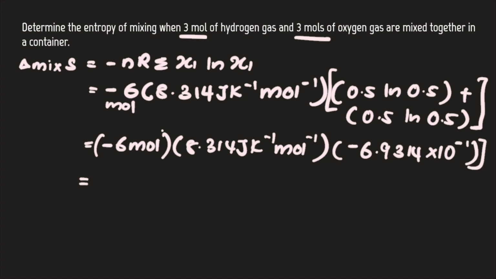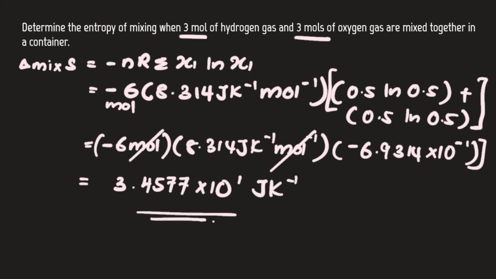So basically what you can do is slash out the mole, leaving you with joule per Kelvin, because your mole fraction has no unit. Therefore you just have to press your calculator and you should get the entropy of mixing equivalent to 3.4577 times 10 to the power of 1 joule per Kelvin. So this is the final answer for the third question.